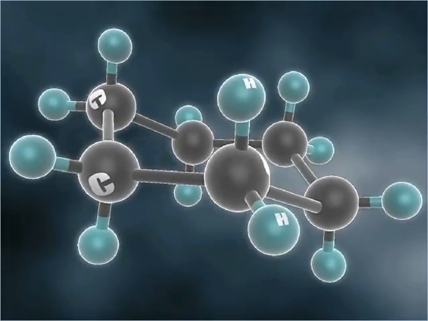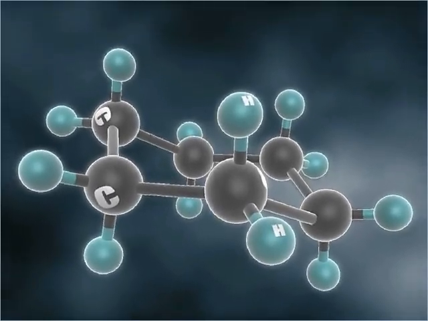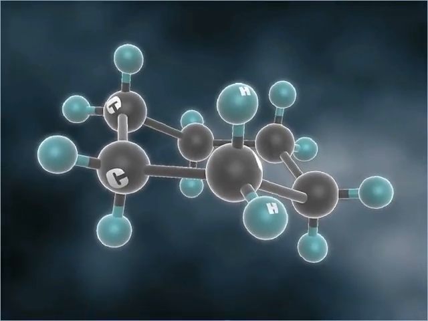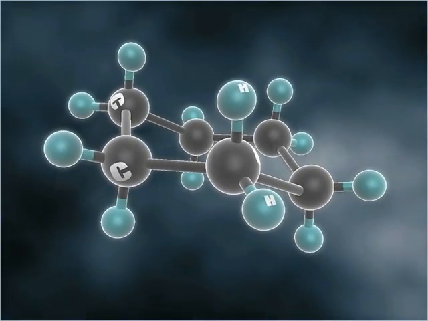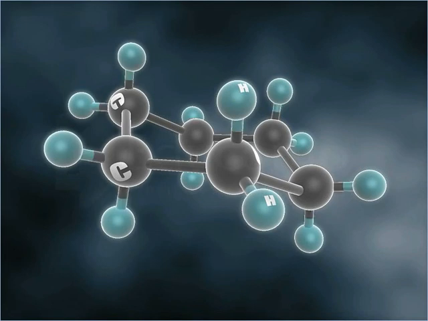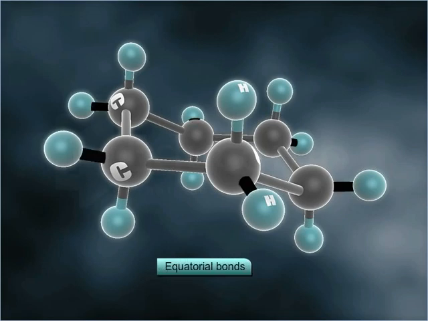In the chair form, the 12 carbon-hydrogen bonds of cyclohexane are different. 6 out of the 12 carbon-hydrogen bonds point up or down with respect to the plane of the ring. Such bonds are parallel to the symmetrical axis of the molecule and are called the axial bonds. The remaining 6 carbon-hydrogen bonds, on the contrary, point along the plane of the ring and are called equatorial bonds.